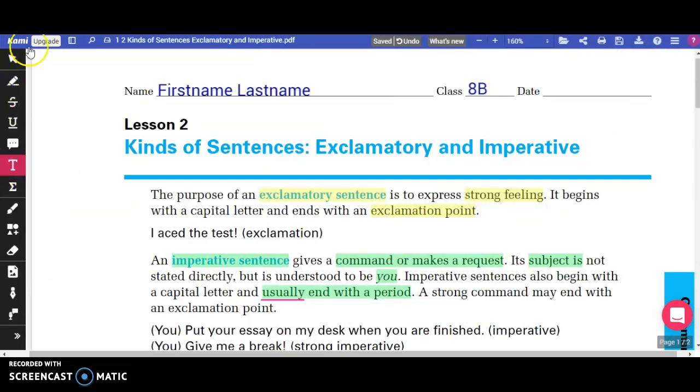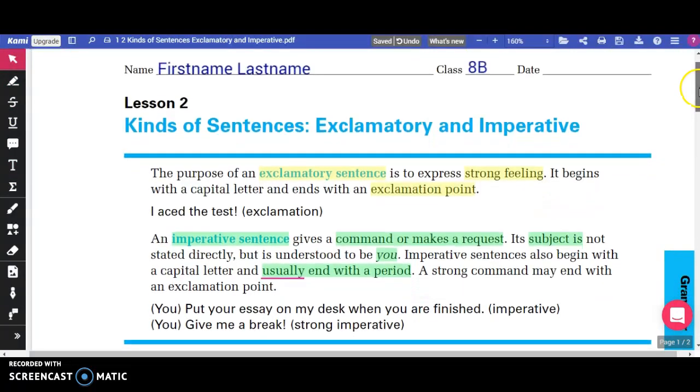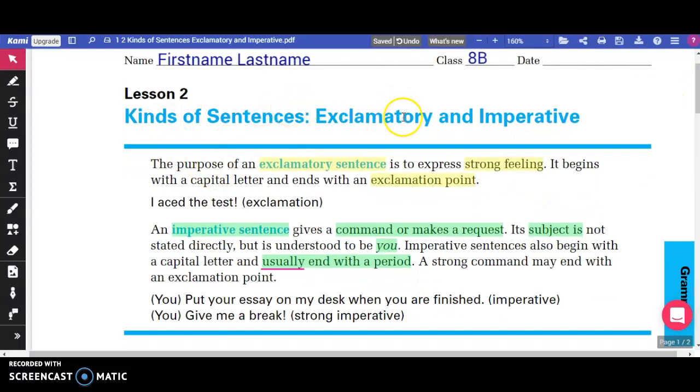All right. And we need to go over the directions. Lesson 2, Kinds of Sentences, Exclamatory and Imperative. As I go over the directions, I recommend that you underline all of the words that I have highlighted so that you can refer back to the top of this worksheet yourself later. The purpose of an exclamatory sentence is to express strong feeling. It begins with a capital letter and ends with an exclamation point. For example, I aced the test, and that's an exclamation.